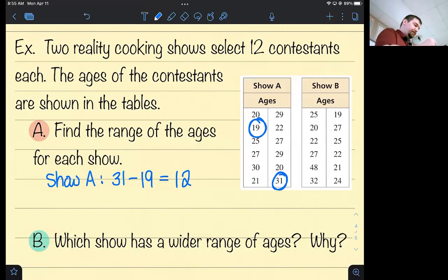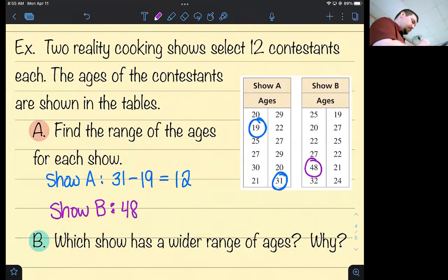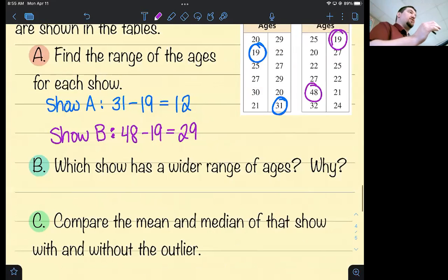Now let's do show B. How old is the oldest contestant in show B? 48, okay. And how old is the youngest one? 19 again, okay. So this is going to have a wider range. How wide is that range? What's 48 minus 19? 29. So which show had a wider range of ages?